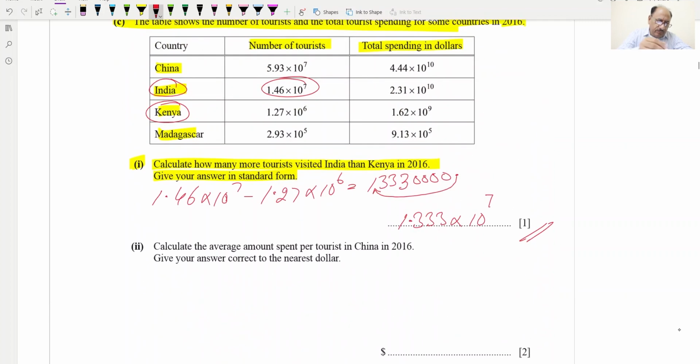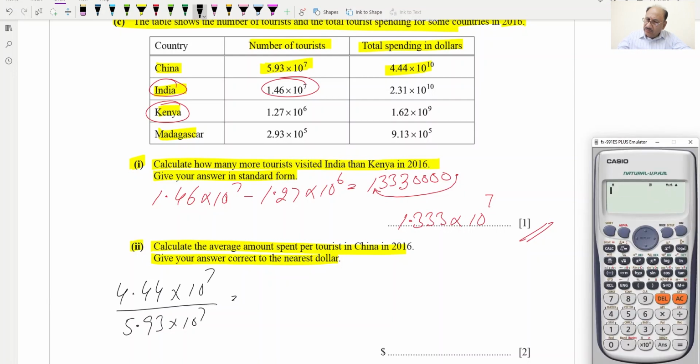Now for the second part, it says calculate the average amount spent per tourist in China in 2016. Give your answer correct to the nearest dollar. So China has this much spending, and this is the number of tourists. So total spending divided by the number of tourists. So 4.44 times 10 to the power 7 divided by 5.93 times 10 to the power 7, and we can divide this fraction.